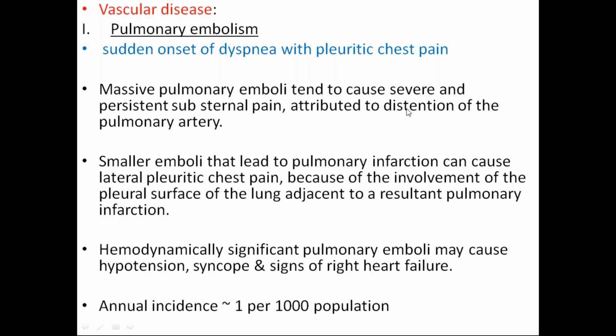Massive pulmonary emboli tend to cause severe and persistent substernal pain attributed to distension of the pulmonary artery. Smaller emboli that lead to pulmonary infarction can cause lateral pleuritic chest pain because of involvement of the pleural surface of the lung adjacent to the resultant pulmonary infarction.